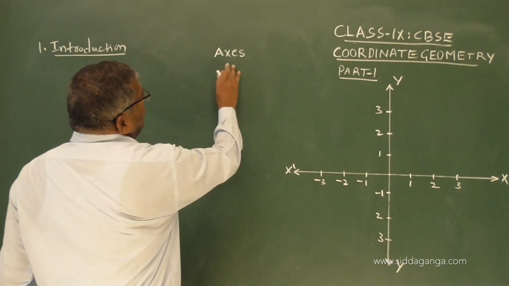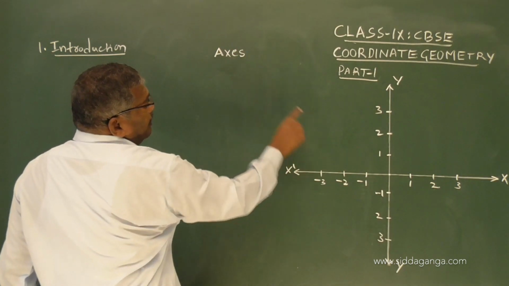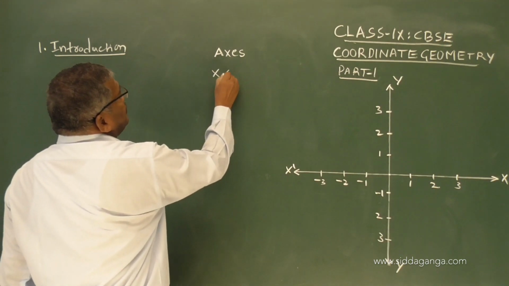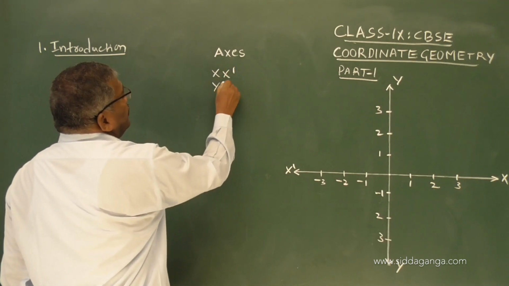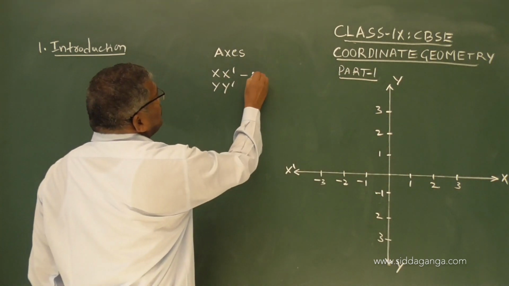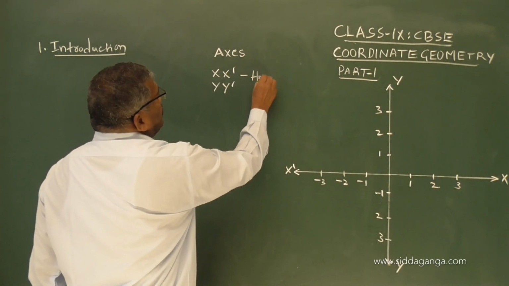So that is x dash x, y dash y. X axis is the horizontal axis.